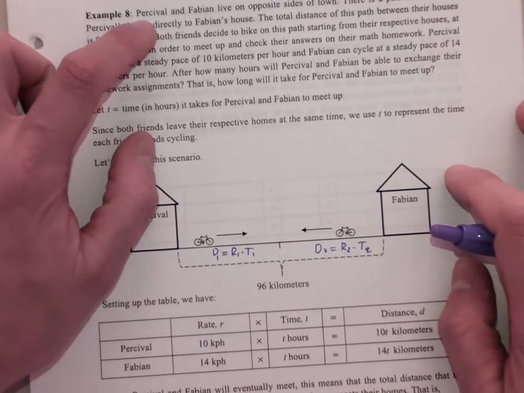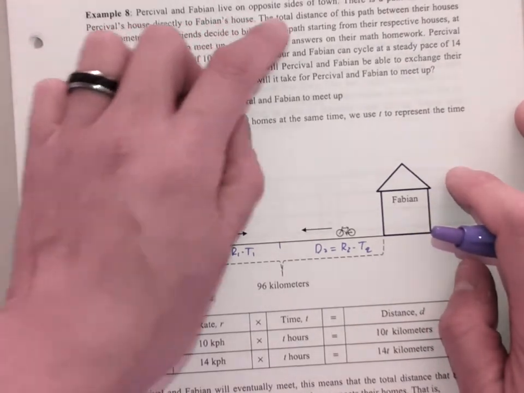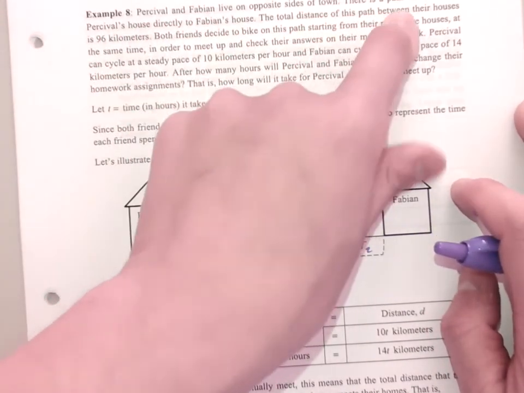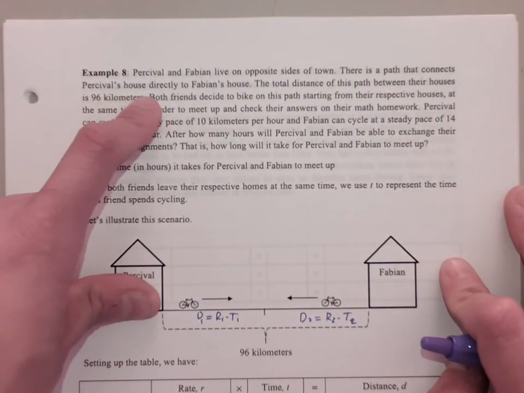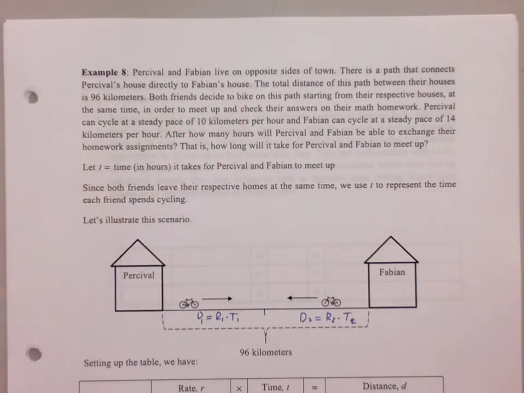So it looks like we have Percival and Fabian who live on opposite sides of town. There's a path that connects Percival's house directly to Fabian's house. The total distance of this path between their houses is 96 kilometers. Both friends decide to bike on this path starting from their respective houses at the same time, in order to meet up and check their answers on their math homework. Percival can cycle at a steady pace. Okay, so all of that was kind of excess information.